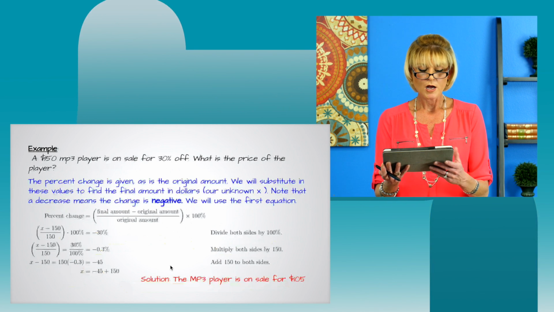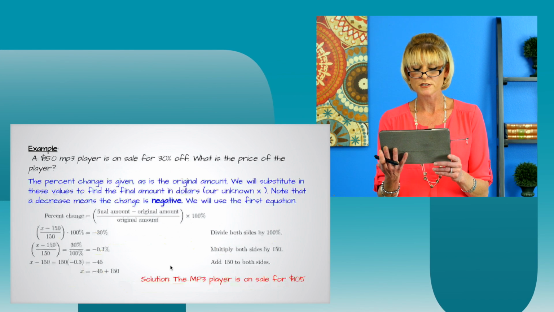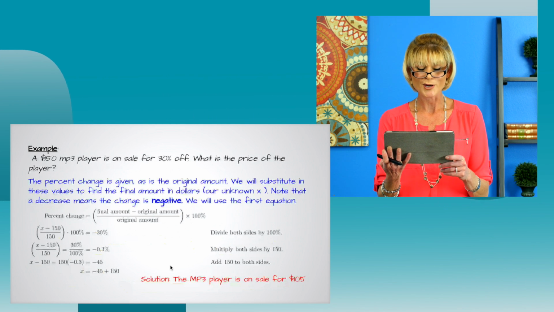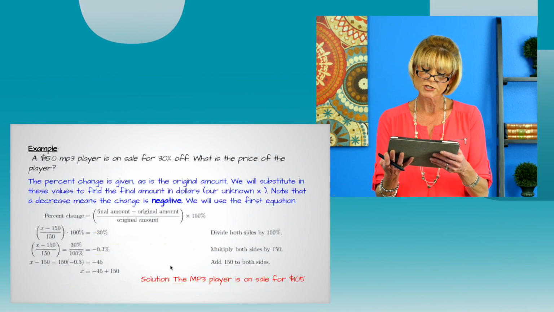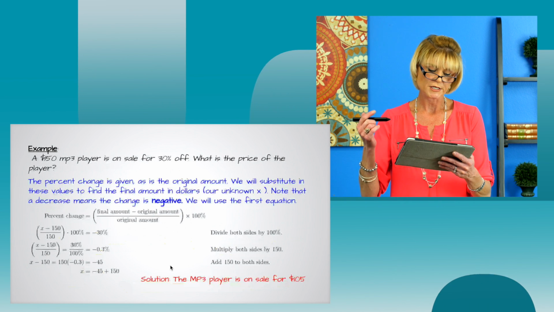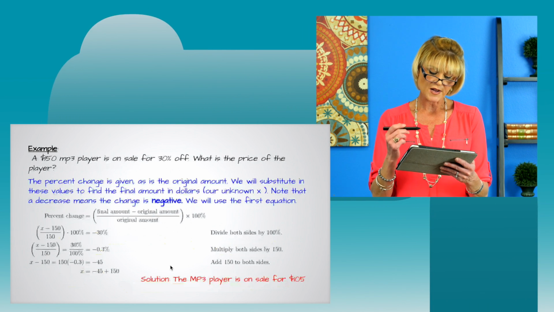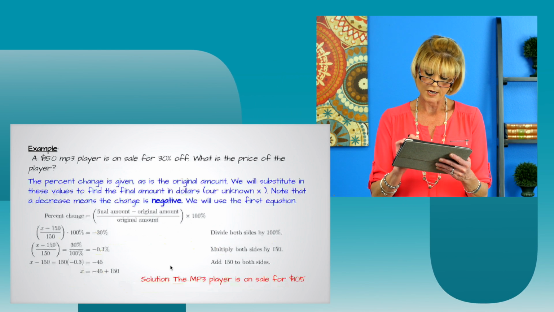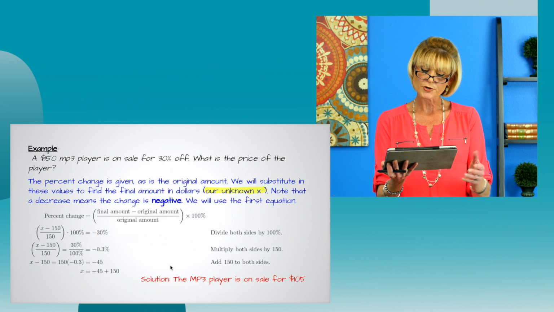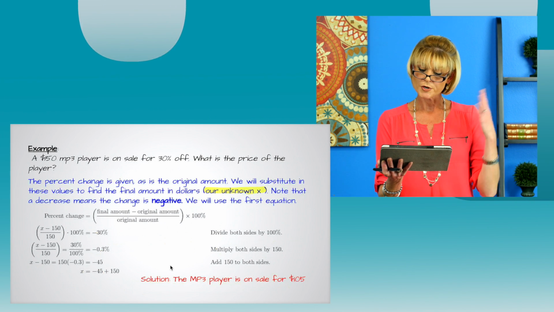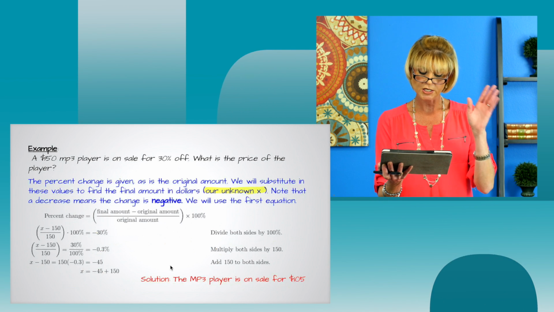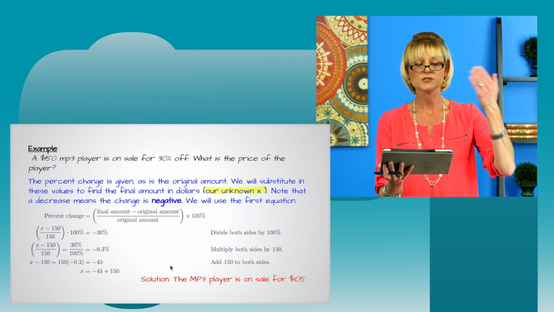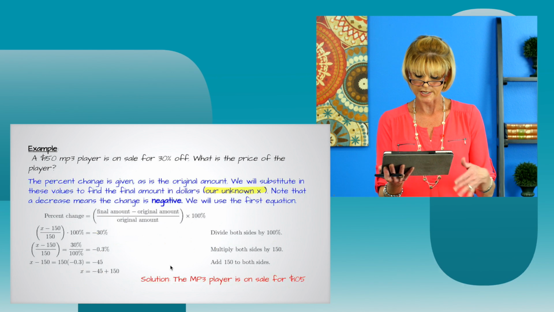Okay, another example. A $150 MP3 player is on sale for 30% off. What is the price of the player? The percent change is given, as is the original amount, and we're going to substitute these values to find the final amount in dollars, or our unknown x. Note that a decrease means the change is going to be negative. We're going to use the first equation. So percent change equals final amount minus original amount divided by original amount times 100%.